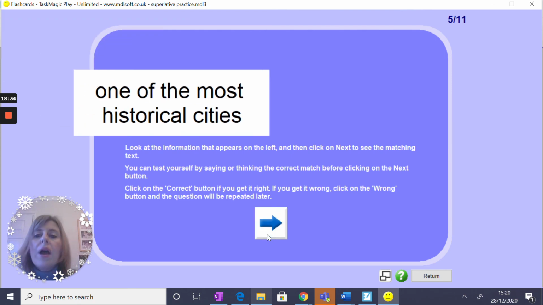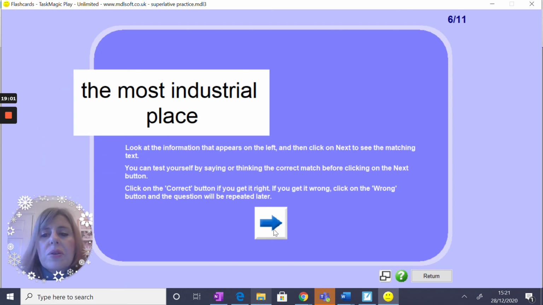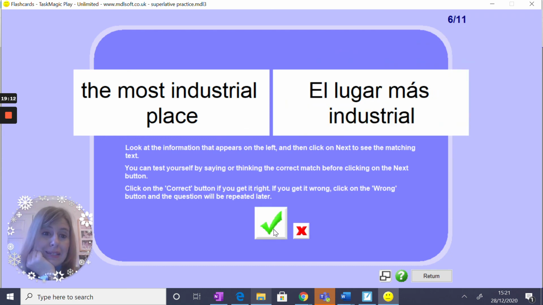Next one. One of the most historical cities. Okay, one of the cities most historical. Okay, how would it be? One of. Okay, una de las ciudades más acogedoras. Okay, acogedora es feminine, plural: una de las ciudades más acogedoras. That was hard. The most industrial place. The place most industrial. Press pause. Traducirlo. Translate it for me, please. El lugar más industrial. Muy bien.